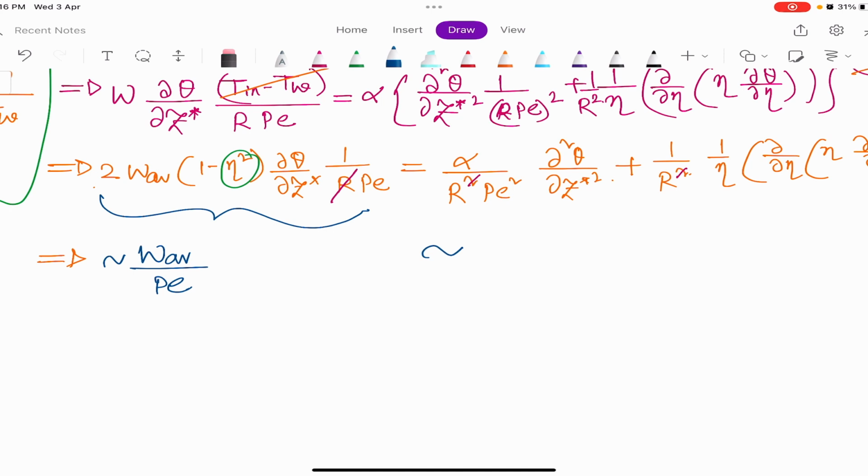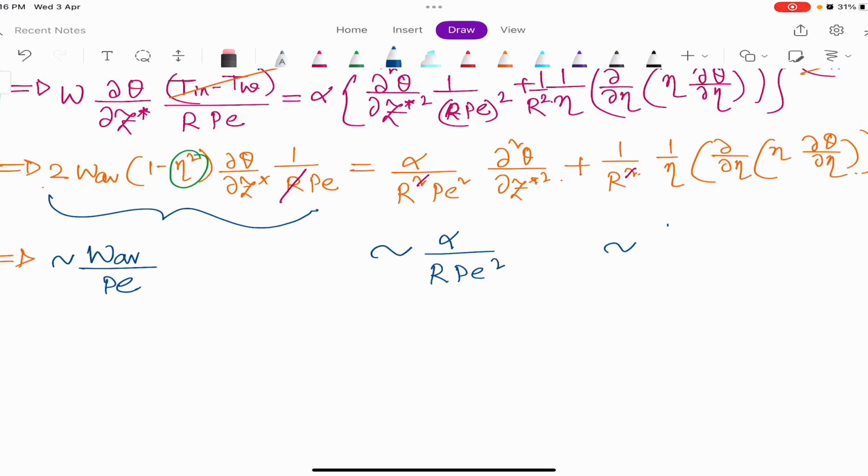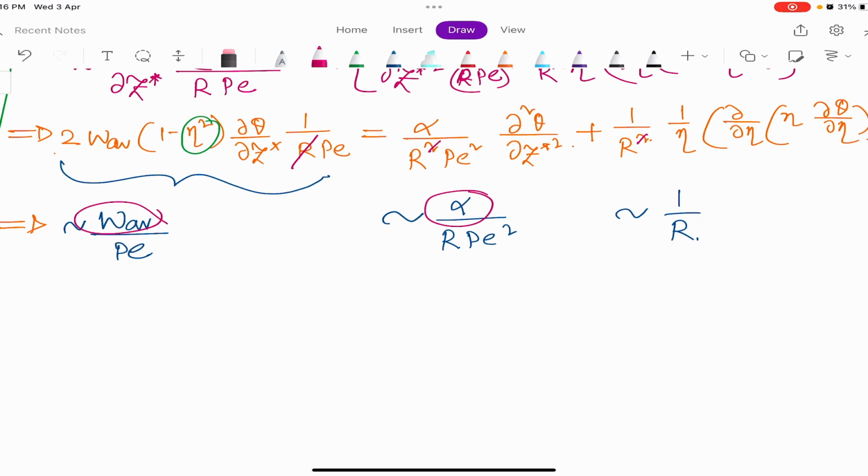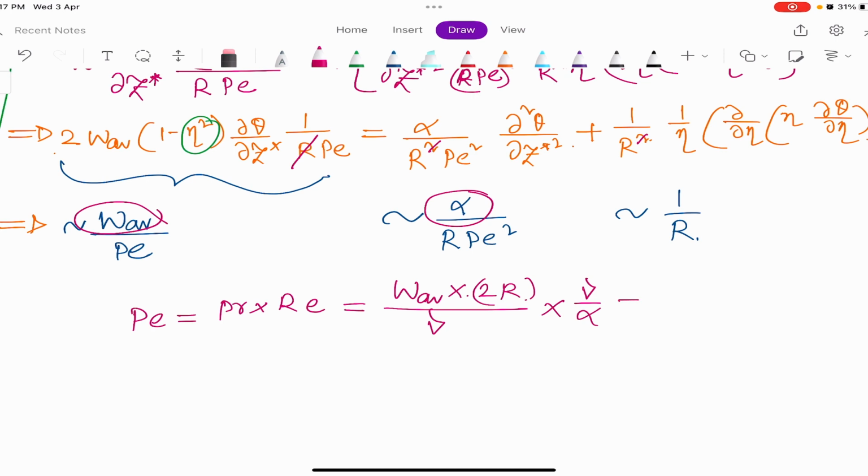Then I have the order of magnitude of this one, that is alpha by R into PE square, and this I will have my 1 by R only, right. Now you see that if I have to compare these things, I have to have some same numbers, right. So here I have W average, I have alpha. How can I compare this? So one number that takes both W average and alpha is the Peclet number. How? Peclet number is Prandtl number into the Reynolds number, and that will be W average, okay, into, I am writing the Reynolds number based on the diameter, so 2R by nu, and Prandtl number is nu by alpha, so that will be W average into 2R by alpha, right.